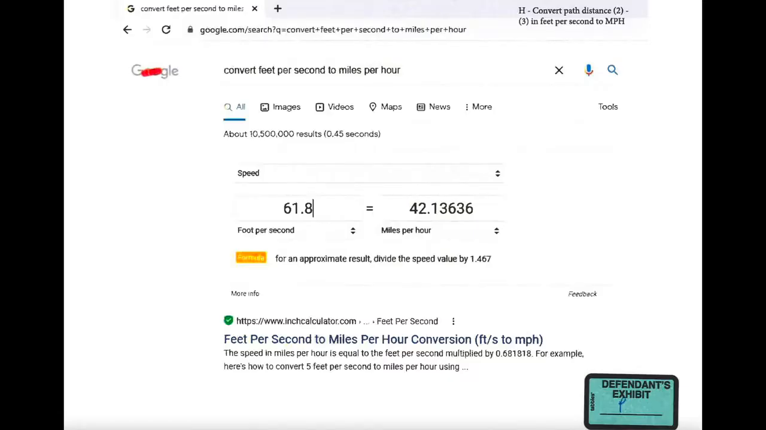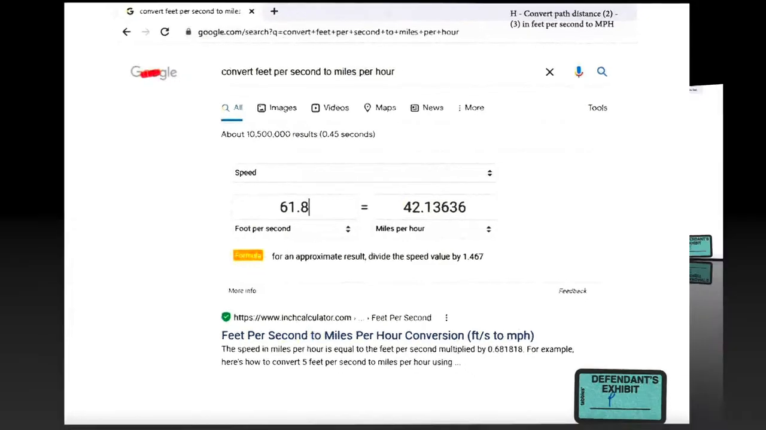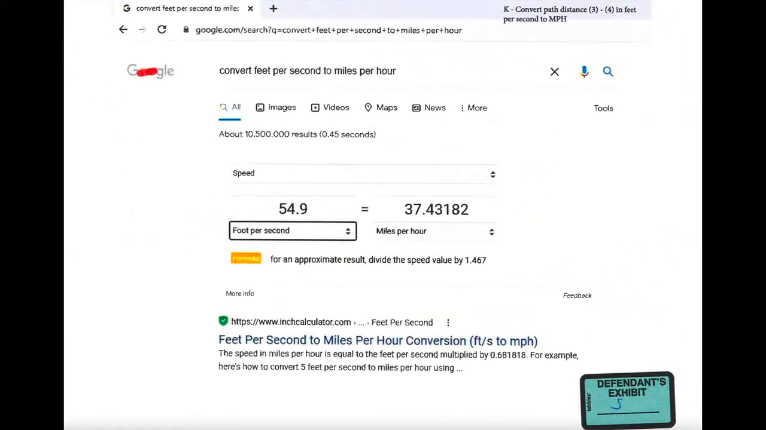You can see that they've repeated the same mistake across the board. Map pin 2 to map pin 3 took 4 seconds to travel 61.8 feet. To get the feet per second, as this form is asking them for, they had to divide the total distance by 4 seconds. And as you can see, they didn't perform this calculation across the entire 16-second period. So, they're either bad at math or purposely trying to misinform the judge.